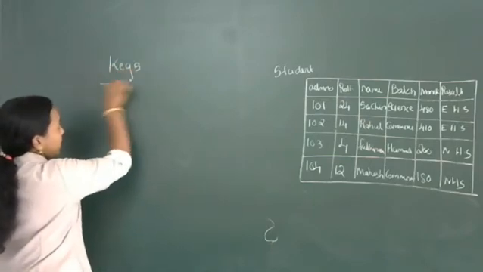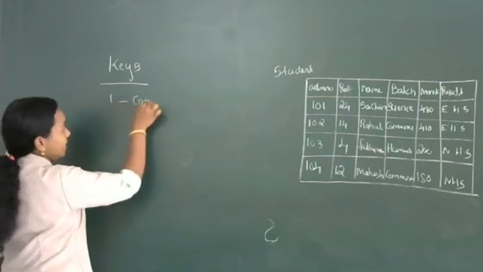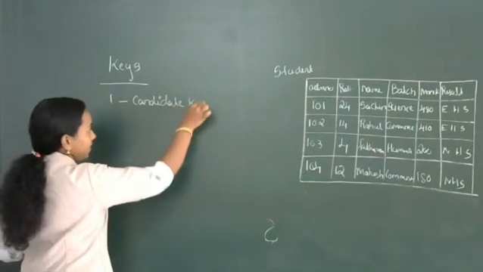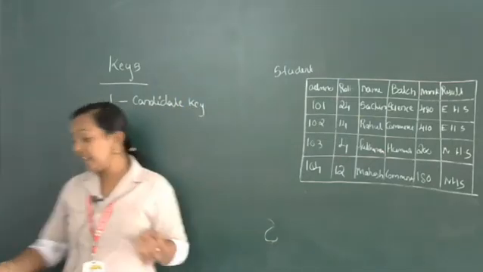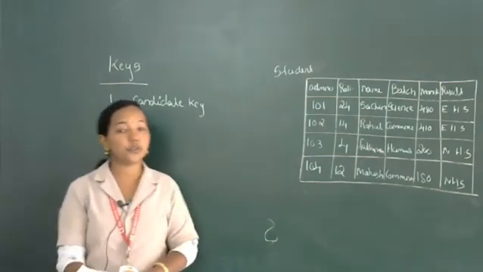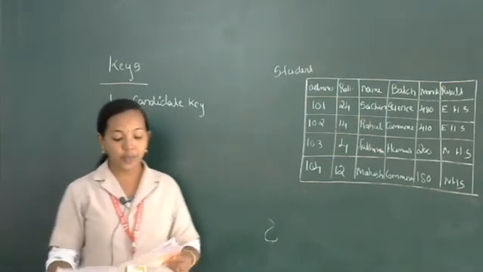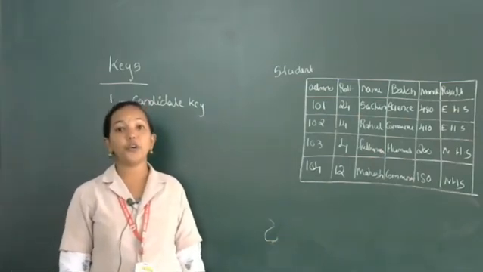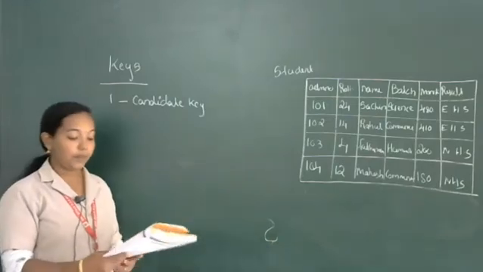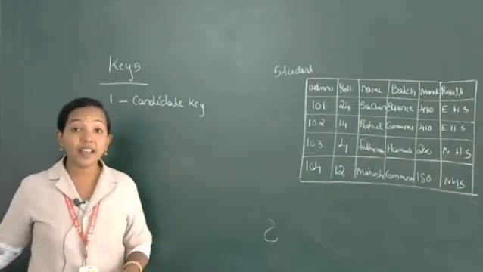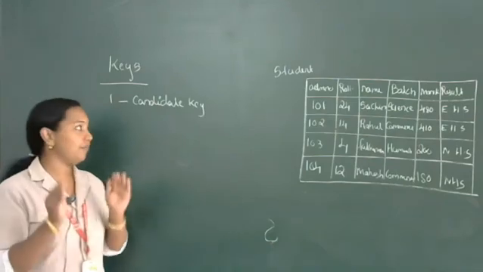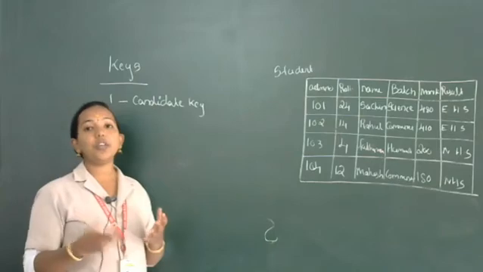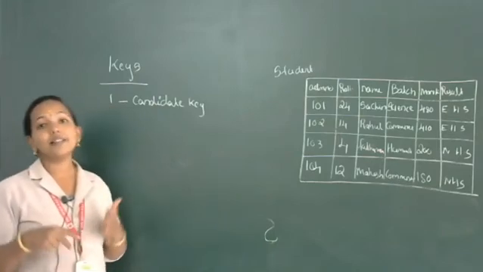Keys in DBMS. First one is candidate key. Candidate key is also used to uniquely identify a student. Candidate key means it is a minimal set of attributes used to identify a tuple from a relation, or a row in a relation. That is the definition: minimal set of attributes to uniquely identify a row in a relation.